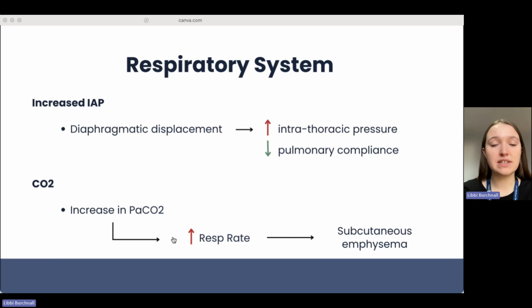You can imagine all of these consequences are worsened by the Trendelenburg position, which is used in gynecology surgery where the patient is placed head down. If the patient is head down, all that pressure is just going to increase because all the organs are pushing on the diaphragm, and so that exacerbates all of these changes.